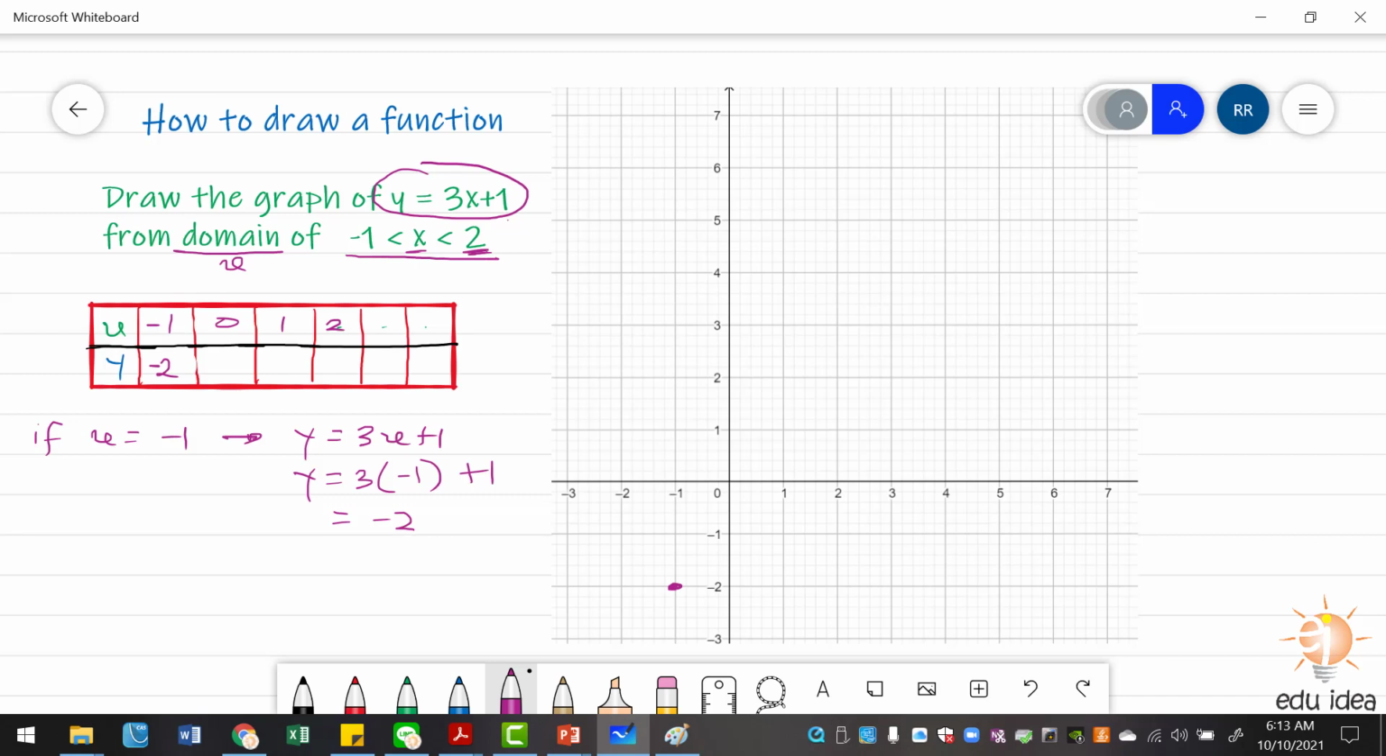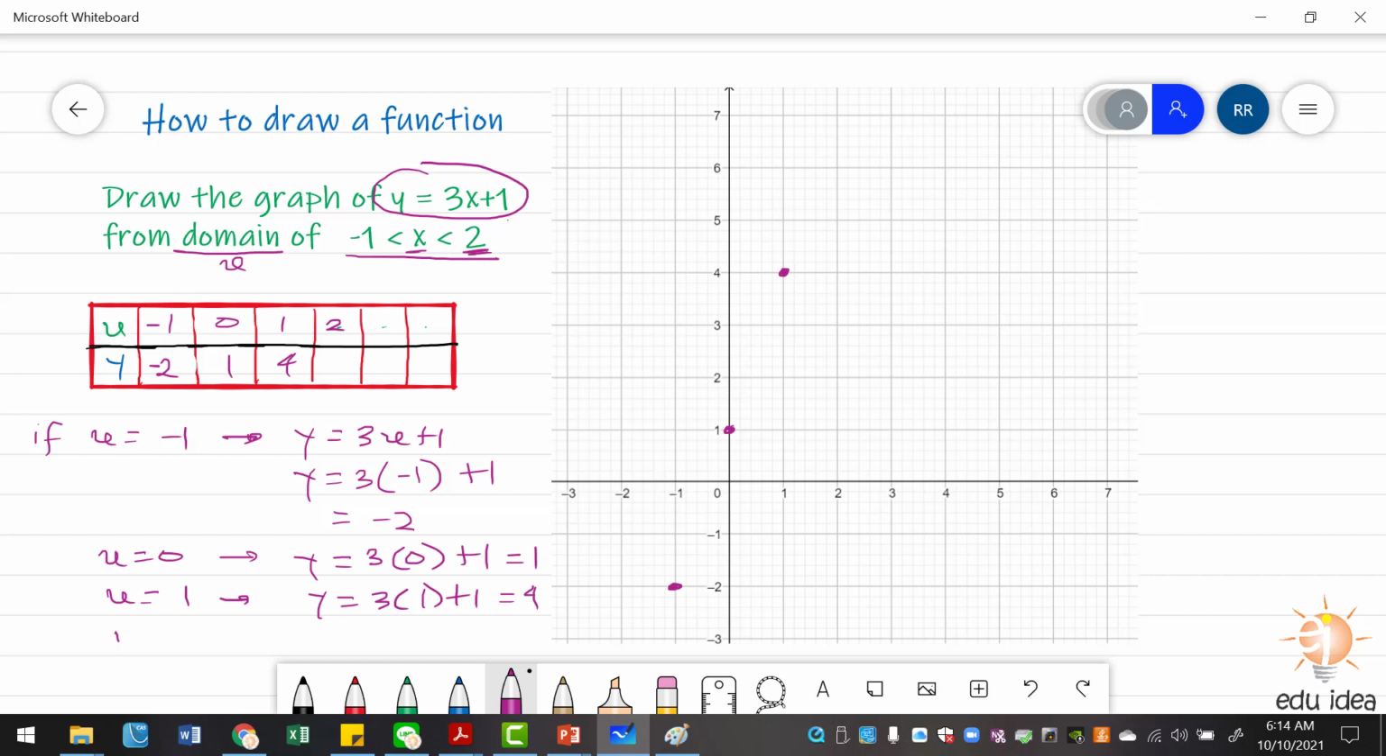And then the next one is 0. If x is equal to 0, then the y value will be 3 times 0 plus 1. Again, just substitute the x with 0. 3 times 0 is 0, 0 plus 1 is equal to 1. So plot 0 comma 1. It should be around here. Let's do that again with x equals 1. That will be y equals 3 times 1 plus 1. 3 times 1 is 3. 3 plus 1 is equal to 4. So 1 comma 4 is approximately here.